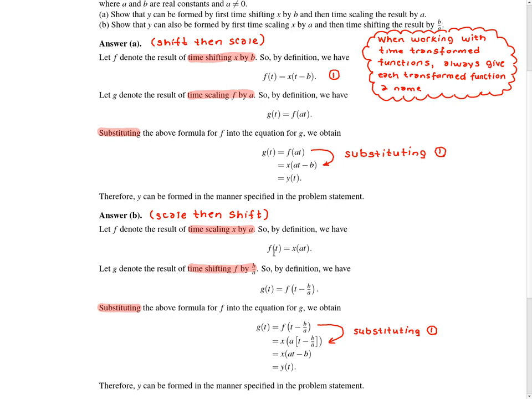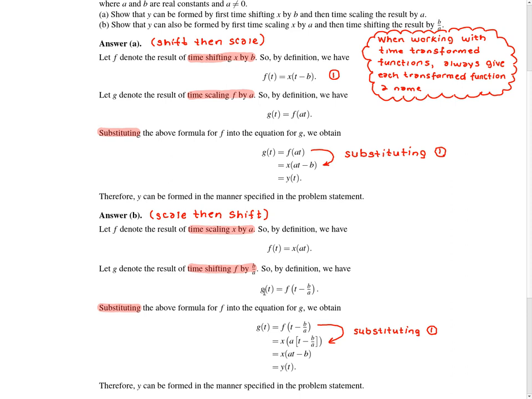So we take our function f and we're going to apply a time shift of b over a to it. So by definition, this means that we're going to take our independent variable t and replace it by t minus b over a. And the critical thing here again is I'm going to give this time transformed function on the right-hand side a name. I'm going to call it g. And the claim that's being made, the thing that we're trying to prove, is that in fact g is equal to y. This should give us the function y.